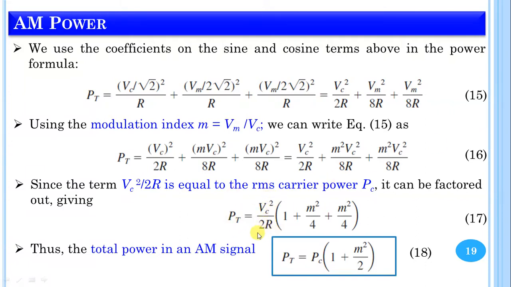Then equation 16 can be reduced as PT is equal to Vc square by 2R, bracket 1 plus m square by 4 plus m square by 4, and by solving this expression 17, the total power in an AM signal can be calculated by using expression 18. This expression is very important in amplitude modulation, and we have calculated PT is equal to Pc times 1 plus m square by 2. So we can say the total power depends on the carrier power and the modulation index.